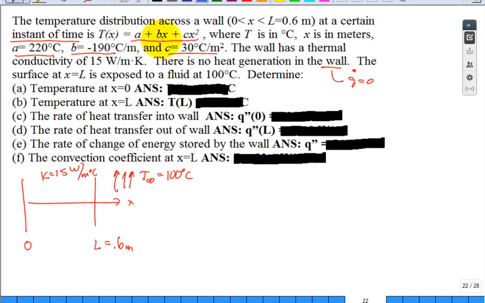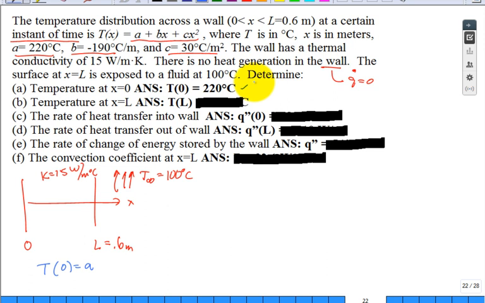Guess what? X is zero. Isn't the temperature just going to be at X equal to zero? Isn't that just going to be A? Is it just going to be 220? 220 it is. How about the temperature at L?